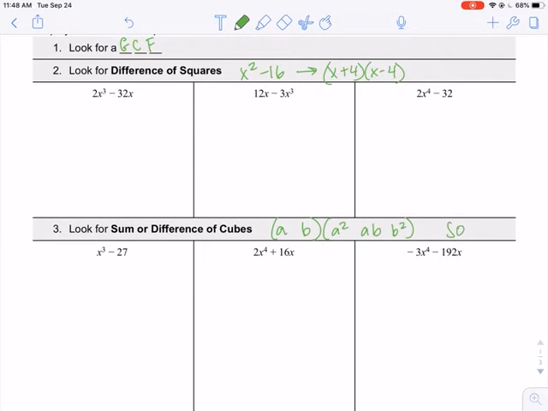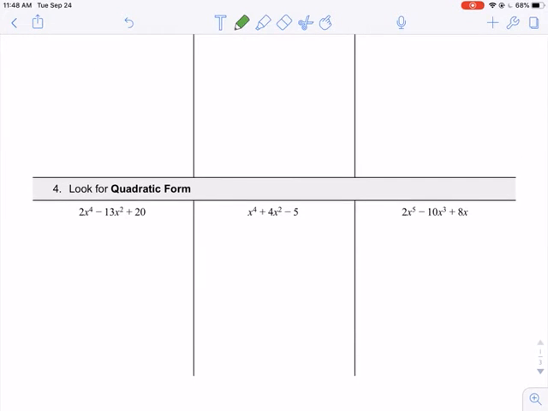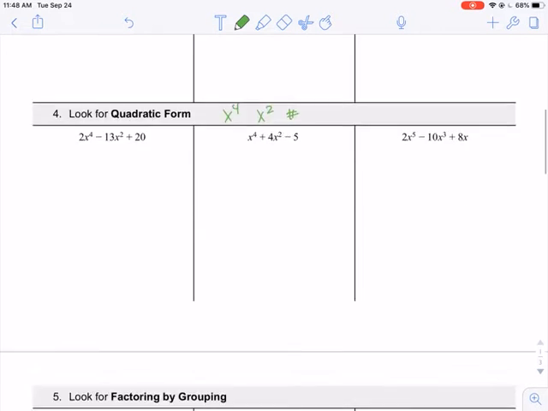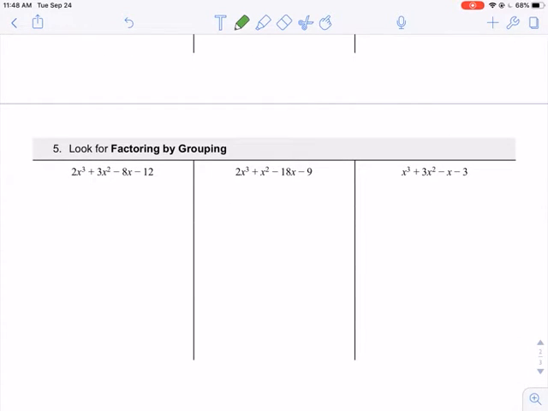And then that's with SOAP, right? Same, opposite, always positive. We looked at quadratic form when you have like x to the fourth, x squared, and then a number. And then we looked at factoring by grouping when there's 4 pieces and you split them into 2 like that. You're going to extend your notes today so that you can continue working.